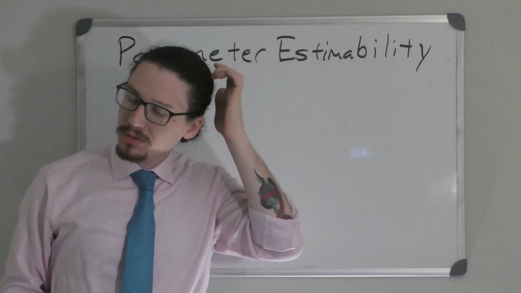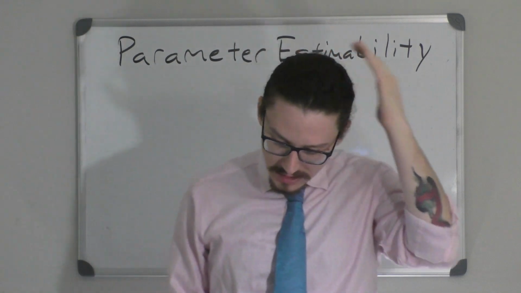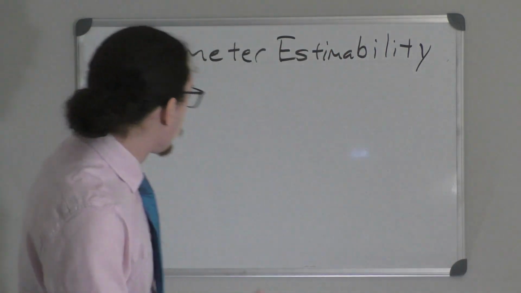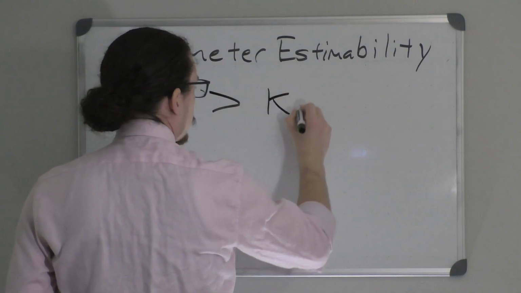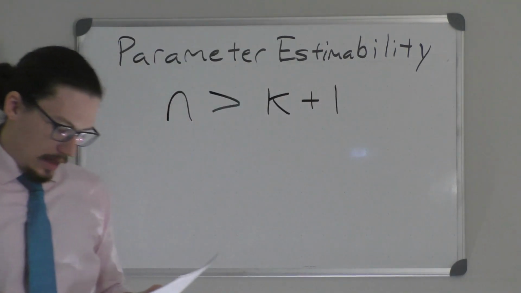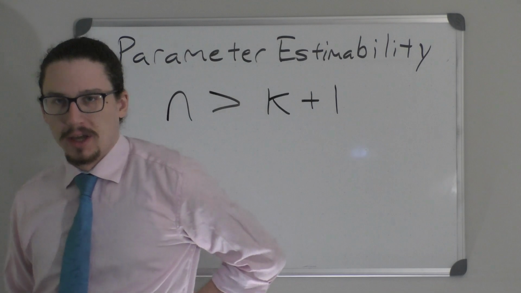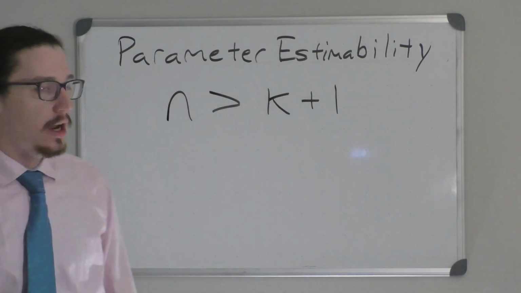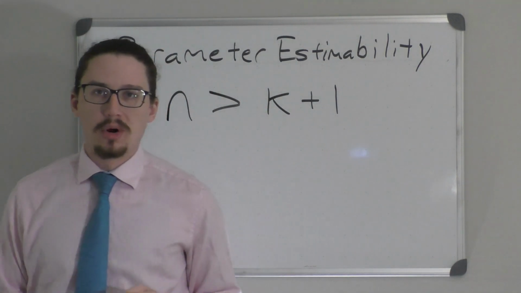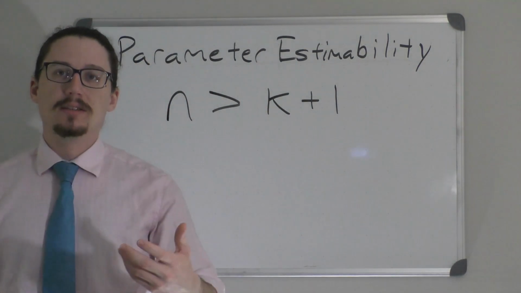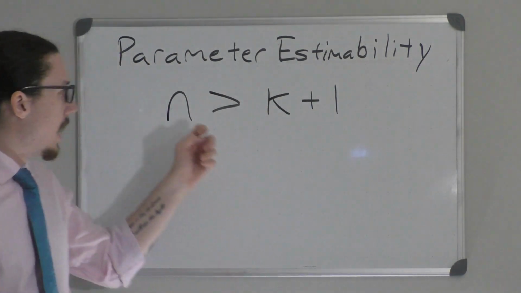All right, the next thing we're going to talk about is parameter estimability. All right, so again, this kind of comes down to the mathematics of it. And the long and the short of it, I have a whole thing I could write down, but I'm just going to write this down, all right?